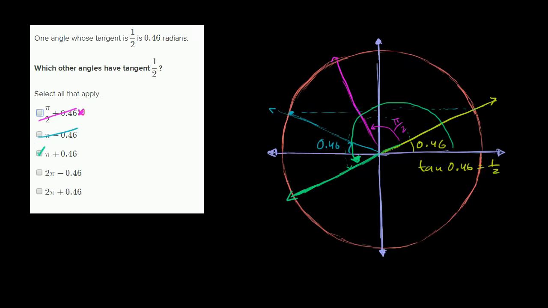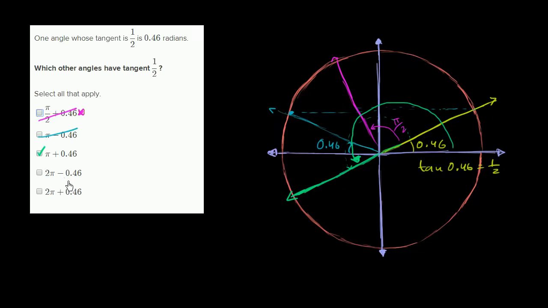In previous videos, when we explored the symmetries of the tangent function, we in fact saw that if you took an angle and added pi to it, you're going to have the same tangent. If you want to dig a little bit deeper, I encourage you to look at that video on the unit circle symmetries for the tangent function. So let's look at these other choices.